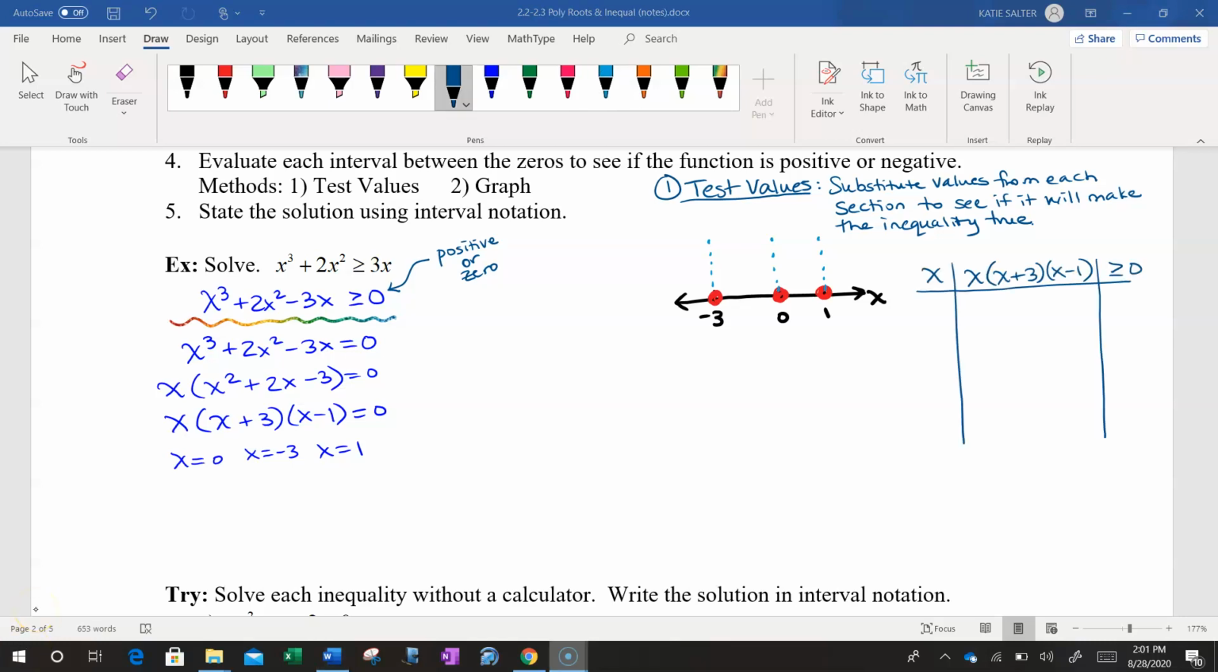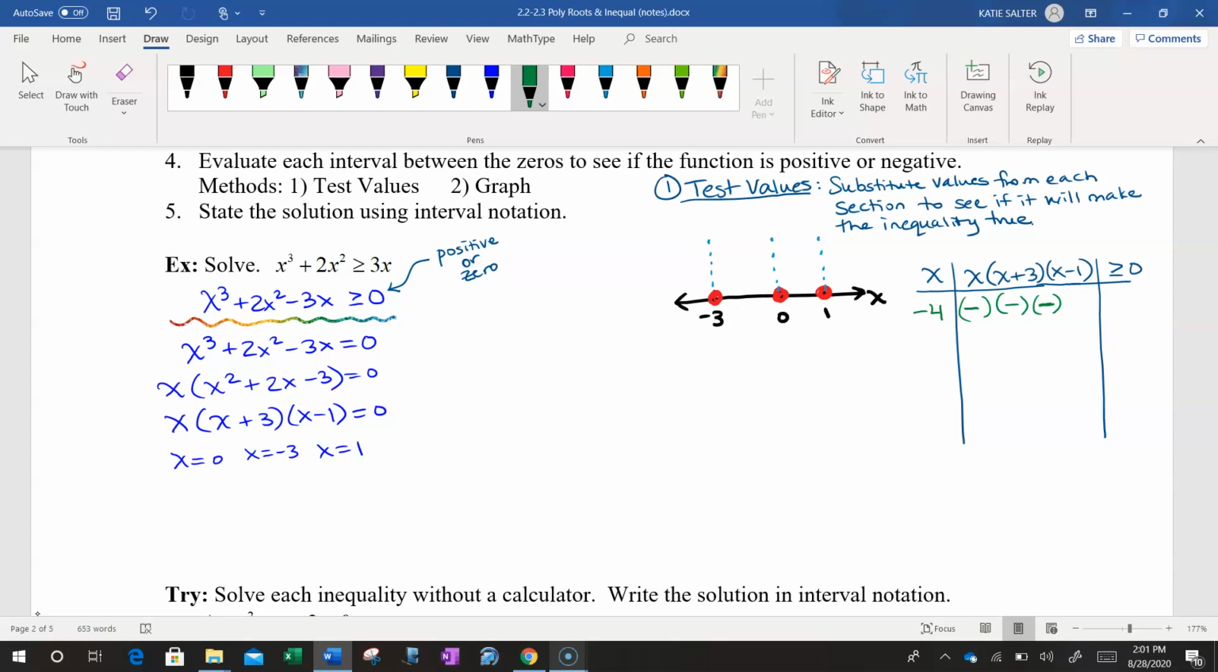So I'm going to pick a number before negative 3. Just any number, doesn't matter what it is. So I'm going to pick negative 4. If I substitute negative 4 for x, it's negative. If I substitute negative 4 into x plus 3, negative 4 plus 3 is negative 1. So that's also negative. If I substitute negative 4 into x minus 1, negative 4 minus 1 is negative 5. It's also negative. Negative times a negative times a negative is a negative because we have 3 negatives. So when I multiply these together, I get a negative.